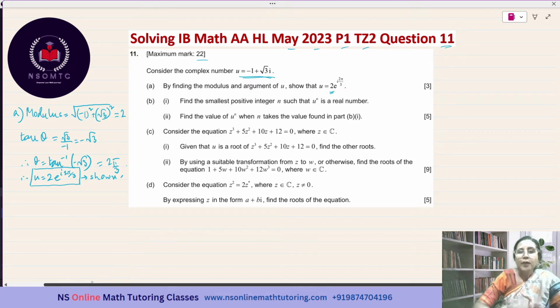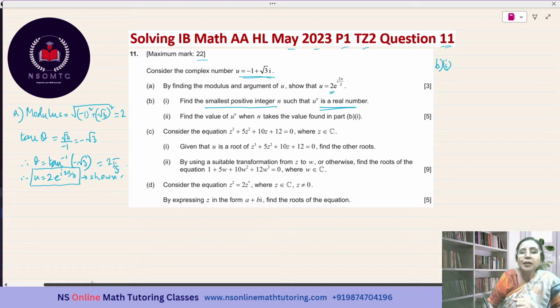Subpart B contains two further subparts. The first subpart, i, says: find the smallest positive integer n such that u raised to the power of n is a real number. That means its imaginary part will be equal to 0. So let me write the B answer over here.